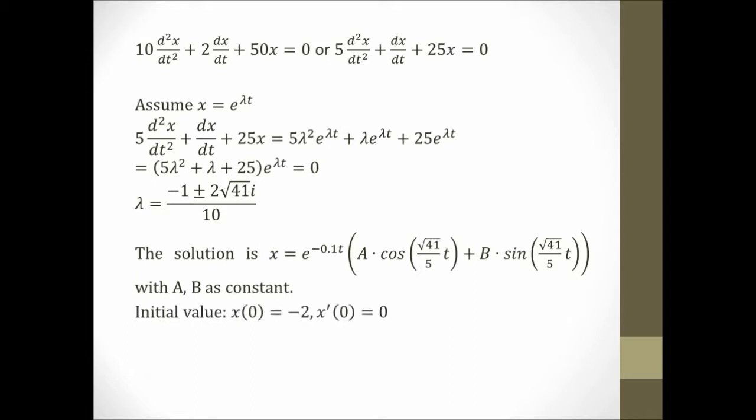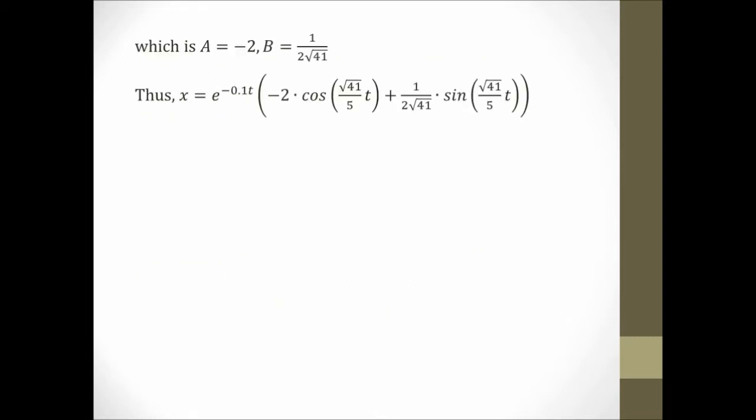Luckily, we have initial values, which means that we can get a and b. x0 is negative 2, x prime 0 is 0. Also, with a few computations, we get a is negative 2 and b is 1 over 2 square root of 41. So the final answer is this. Now we want to see how it looks.